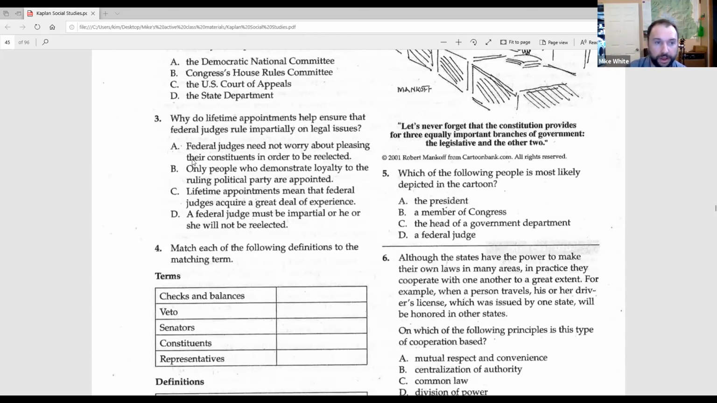So let's go ahead and look at our options. A, federal judges need not worry about pleasing their constituents in order to be reelected. B, only people who demonstrate loyalty to the ruling political party are appointed. C, lifetime appointments mean that federal judges acquire a great deal of experience. And D, a federal judge must be impartial or he or she will not be reelected.